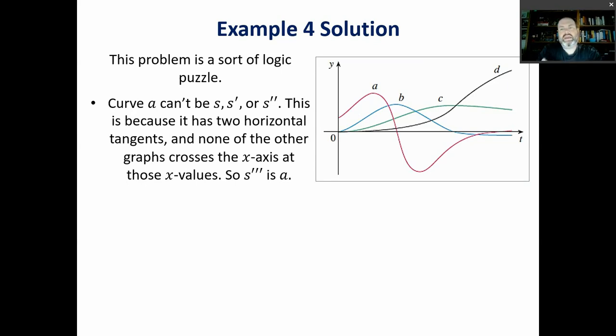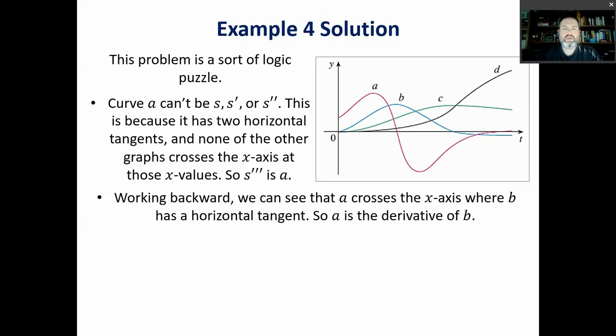So that gives us A. But B is a little bit tougher, so let's look at B. If we can find the relationship between A and B, that'll tell us what B is. So working backward, we can see that A crosses the x-axis where B has a horizontal tangent. That means A must be the derivative of B.